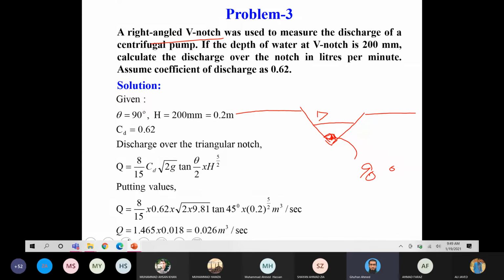A right angled V notch was used to measure the discharge of the centrifugal pump. If the depth of the water at V notch is 200 millimeter, अगर ये H जो है आपका 200 millimeter है, calculate the discharge of the notch. Assume coefficient. सिंपल फार्मूला में वैल्यूज पुट करनी है. थीटा आपको पता 90 है, H 200 है, CD 0.62 है.